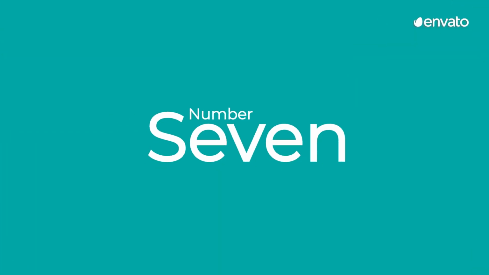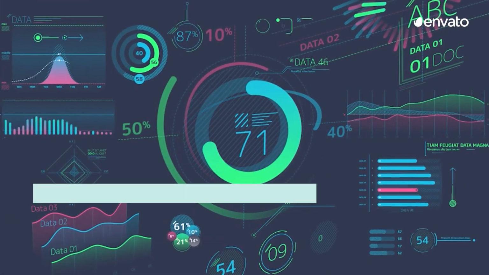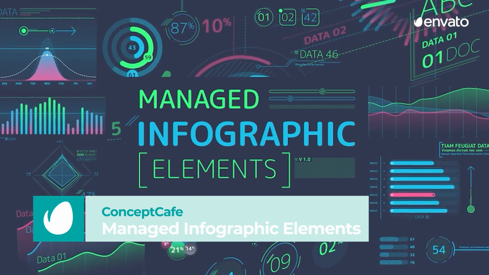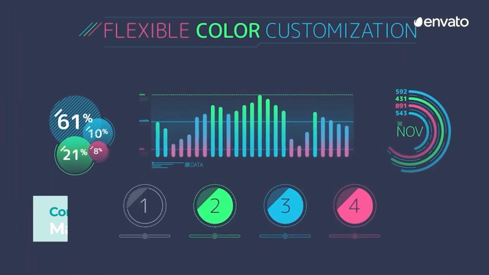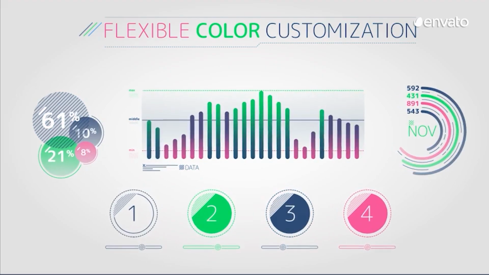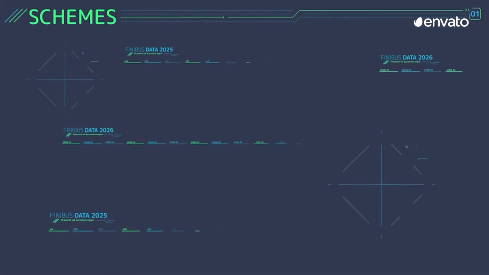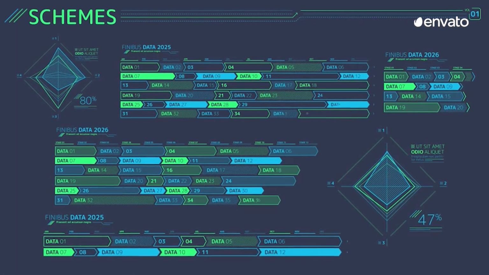Number 7. Managed Infographic Elements by Concept Cafe. This template pack gives off a slight futuristic vibe with a neon color scheme and highly versatile animations. All infographic settings are customizable, so you can tailor any preset data to match your findings. Schemes, timelines, callouts, and more are all included.